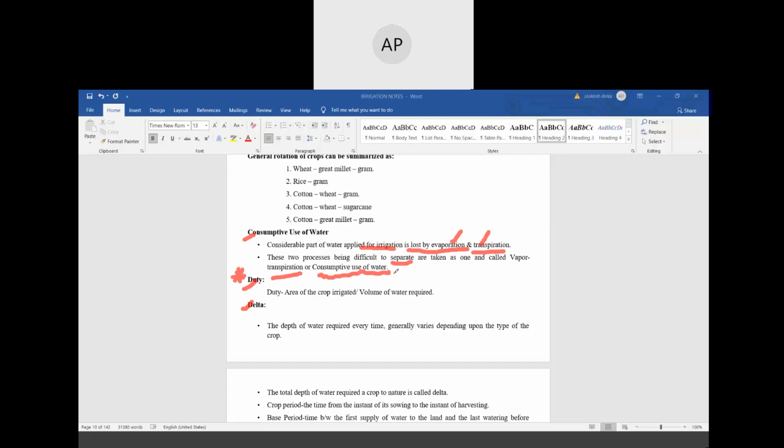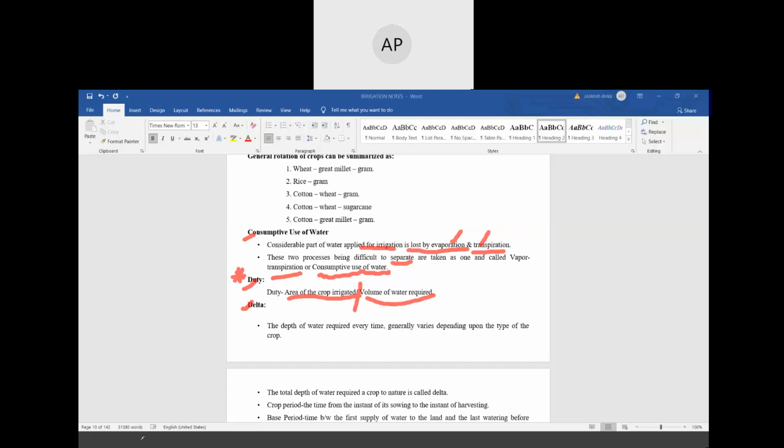Next is duty. What is duty? Duty is the area of crop irrigated by volume of water required. Duty is basically the field, the area where you are going to irrigate the crop.